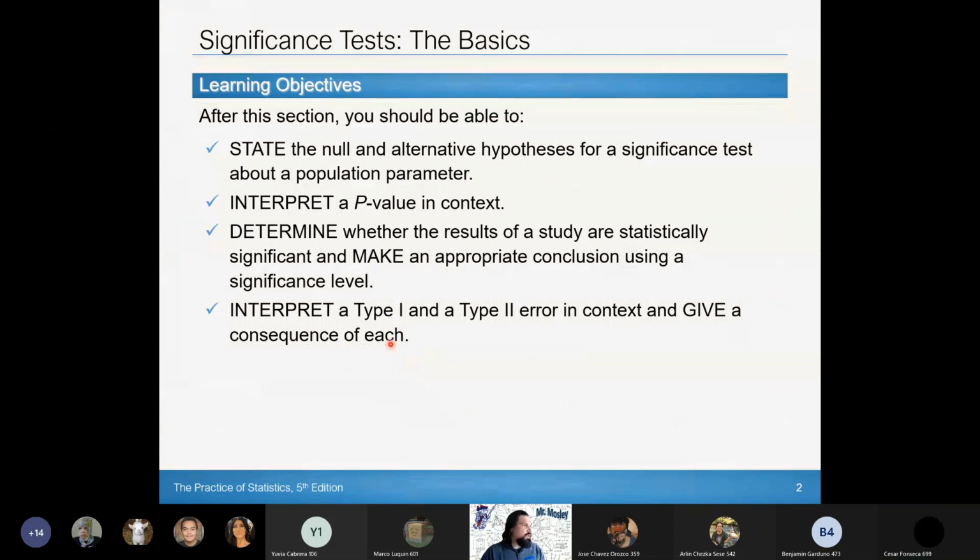So, continuing on, we need to be able to interpret a type 1 and type 2 error in context and give a consequence of each. So those are our goals for today.